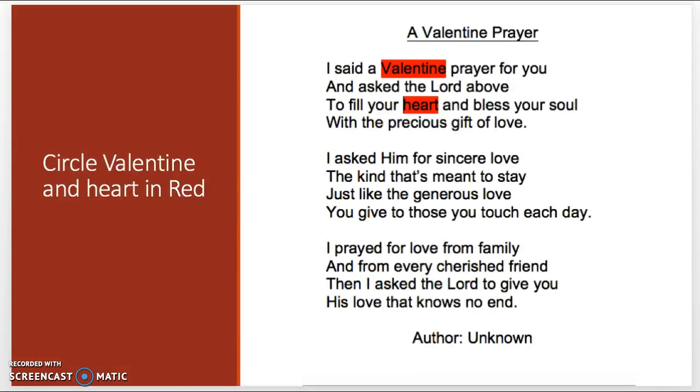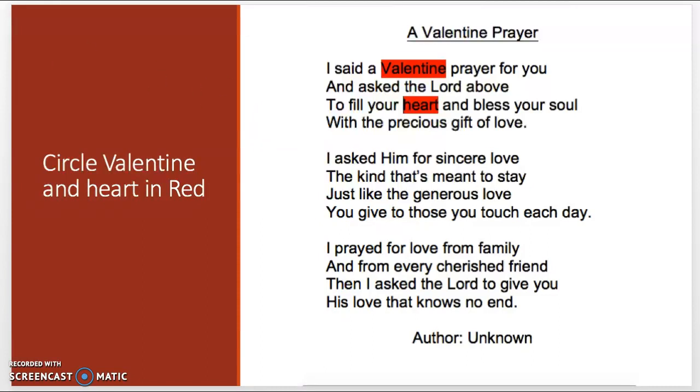So the sight words I would start to circle are the meaningful ones of the lesson. I've circled Valentine and heart in red because today we are going to focus on Valentine's Day. And heart because the students would most likely want heart to be circled in red.